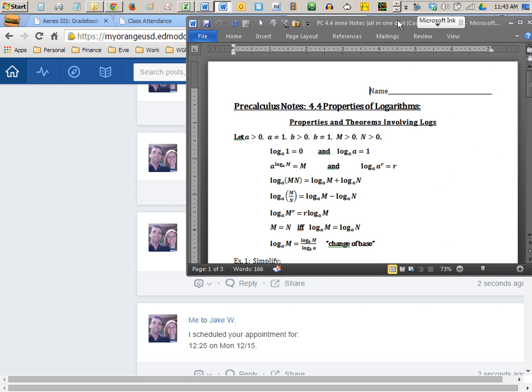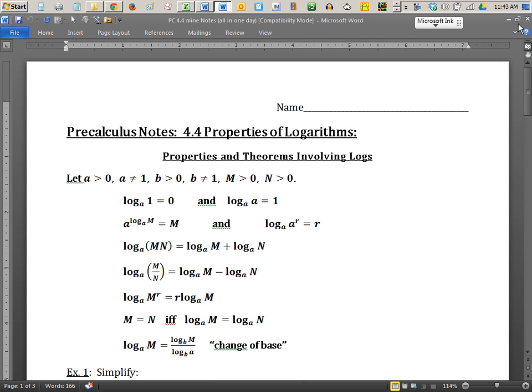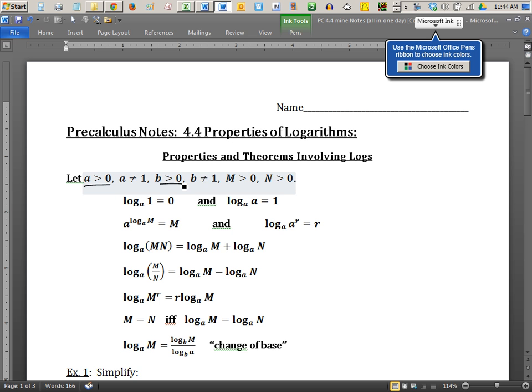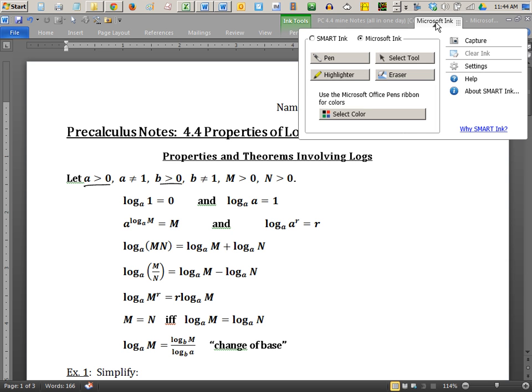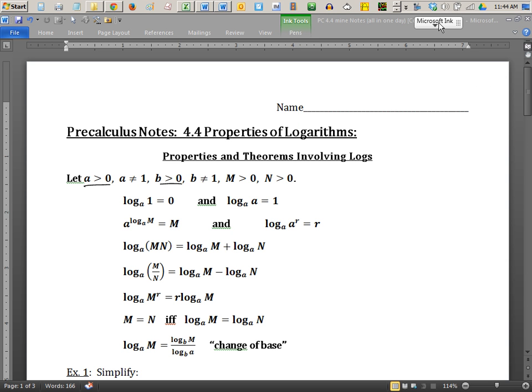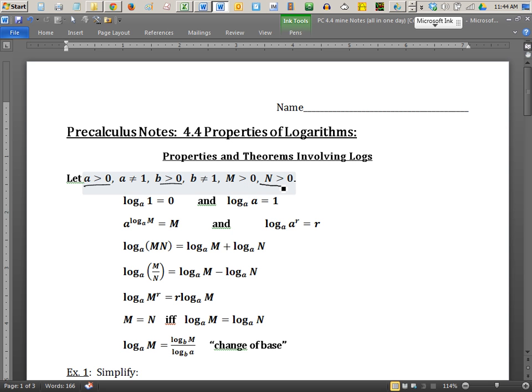Okay, just a couple of ground rules before we start. We're going to declare that A and B are positives, but not 1. Okay? Positives, but not 1. And as far as M and N go, if you see an M or an N throughout this lesson, they are positives. Both positives.